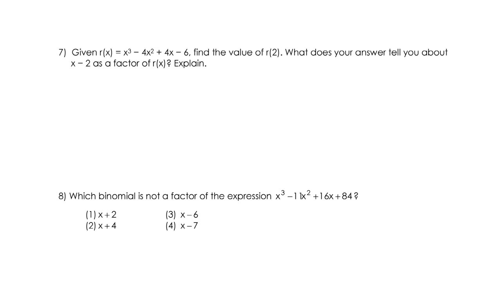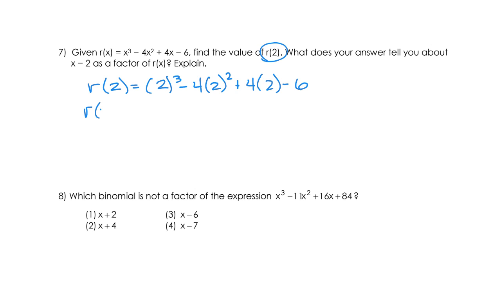All right, guys, number 7 says, given r of x, find the value of r of 2. What does your answer tell you about x minus 2 as a factor of r of x? So they want me to take out all the x's and put in 2's. And when I do that and type it all in my calculator, just like I wrote it, I end up hitting enter and getting -6 for all of that. And so we're going to say, what does your answer tell you about x minus 2 as a factor?